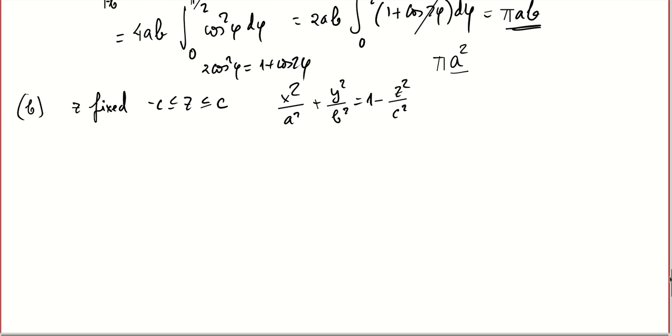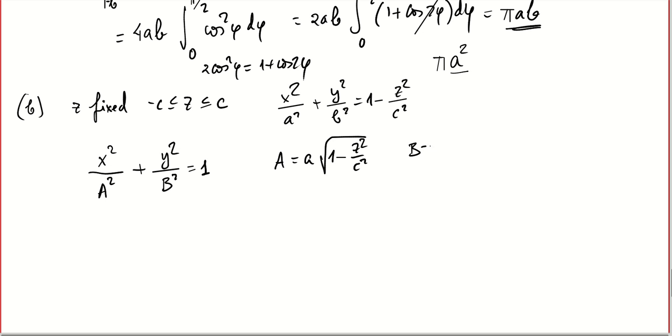Okay. Now we can divide the whole thing by this, and what we have is the following. We have x squared over capital A squared plus y squared over capital B squared equal to 1. Capital A is equal to a times the square root of 1 minus z squared over c squared, right? When you divide by this, you have a squared multiplied by that, and the square root of that is this. So you have here a squared. And capital B is the same thing with b.